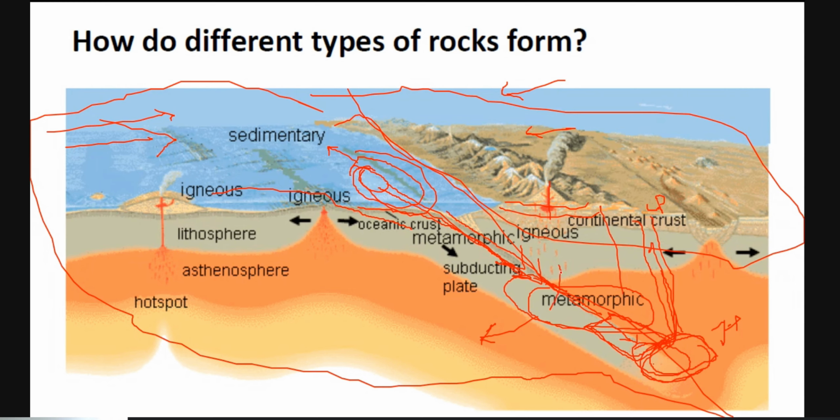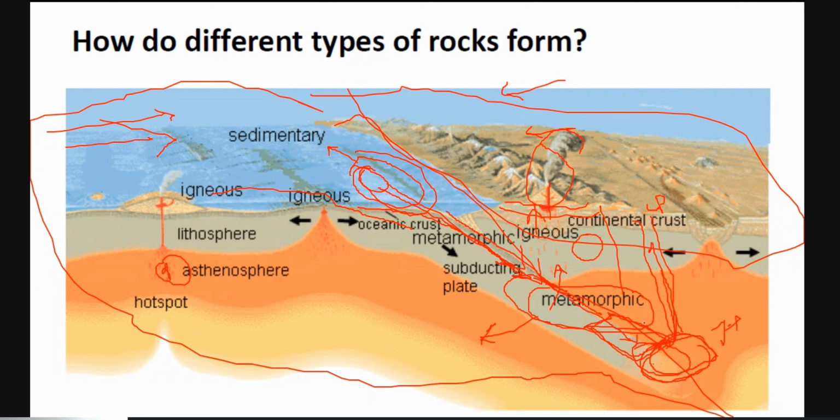Our molten lava will erupt on the earth's surface. This is a different case. So what will happen here? We will get igneous rock, and also at some depth we will get igneous rock.